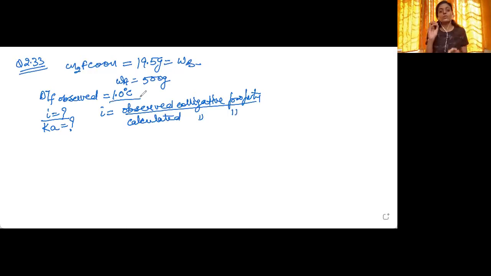We need to find out what will be the calculated colligative property. That is, from the given information, we will be finding out what is the value for delta Tf. And from that, we will be taking the ratio. We will get the value for Van't-Hoff factor, that is i. Okay, so delta Tf is equal to Kf into m.